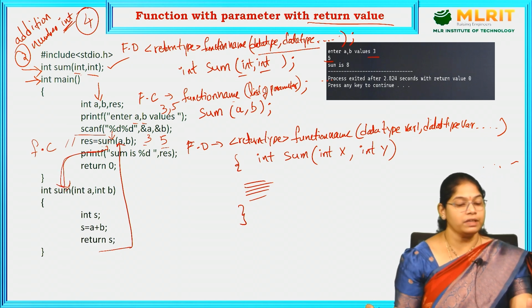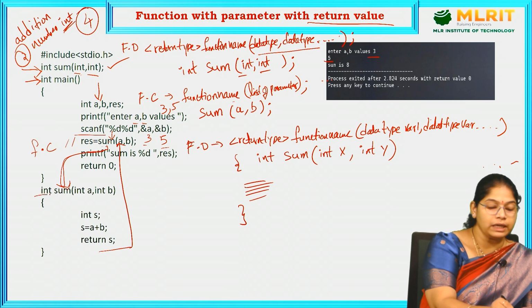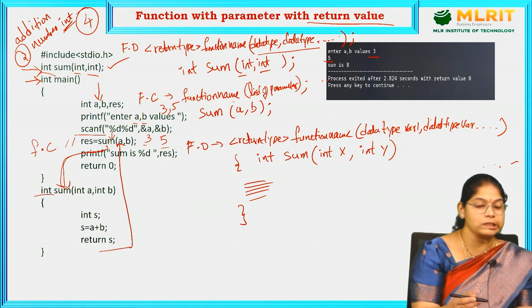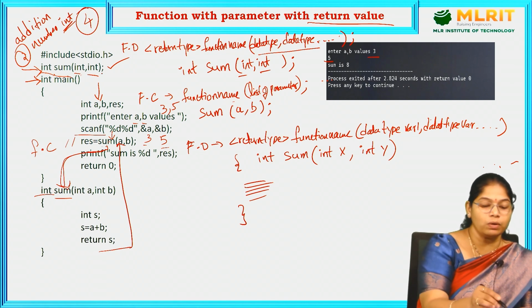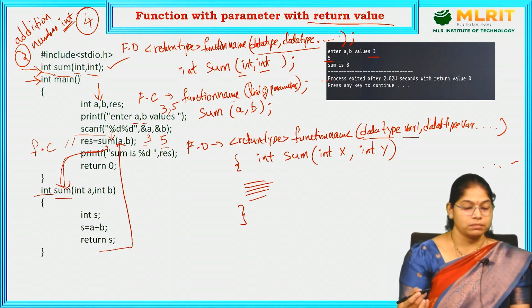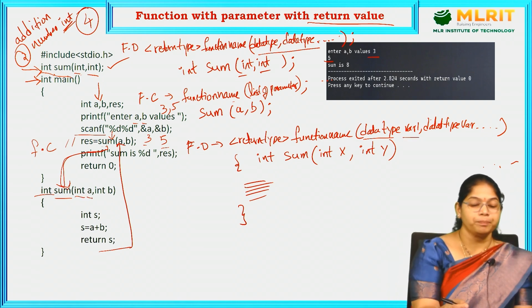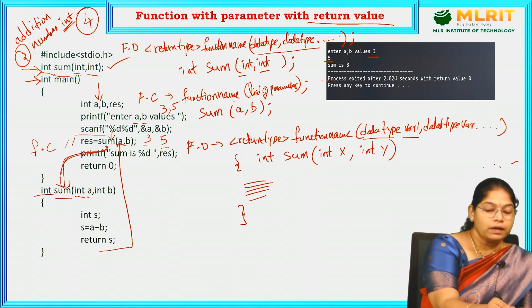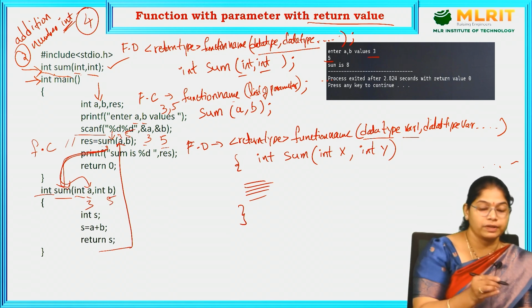So function definition and declaration must match, that is the return type, function name and how many arguments we are passing. Here the return type is int, and in the declaration also it is integer. Then the function name is sum, and yes, here we are passing two arguments. When we are writing a function definition, data type and variable name are a must. So here data type is int, variable name is A. Here A value is 3 and B value is 5.